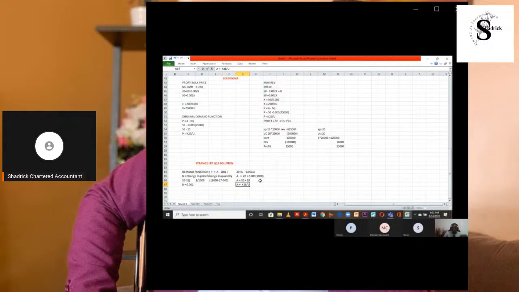So now, what will be the demand function? The demand function should not contain numbers on B and Q. So the demand function will look something like this: P will now be equal to, what is A? 38, minus, what is B? 0.001 Q. So that's what the demand function should look like. You just have the variables Q and P, but to get A and B, you have to substitute.